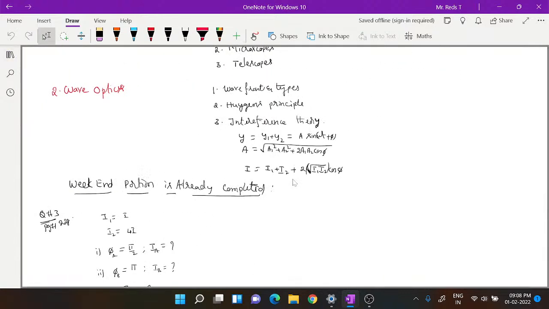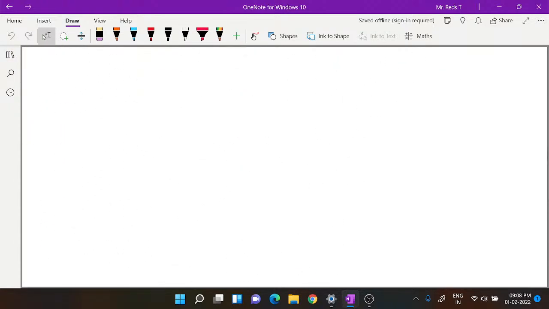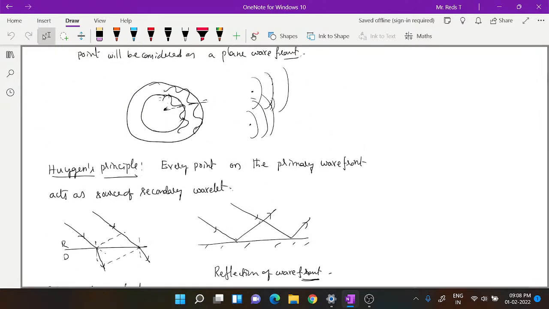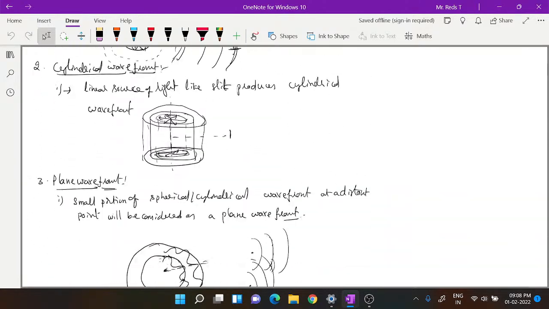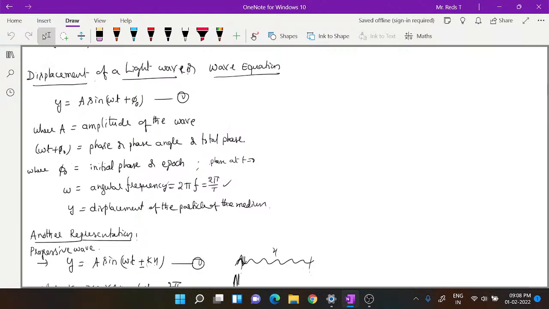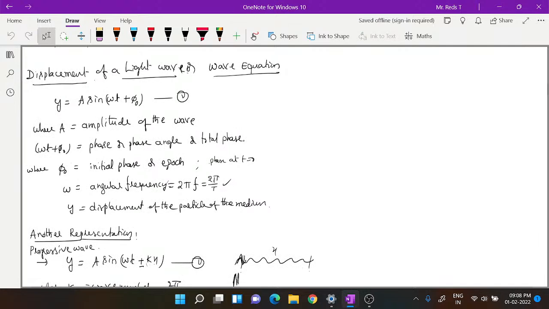Actually in wave optics, in the previous sessions we discussed some basic points, especially wavefronts and so on. But as part of this interference, let us discuss the displacement equation or wave equation. Displacement of a light wave, or wave equation. The wave equation is represented as y is equal to a sin(omega t plus phi naught). It is not only for light waves; in a mechanical way we discuss it for any wave in general, a mechanical wave.